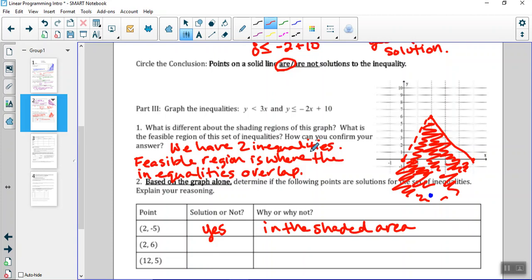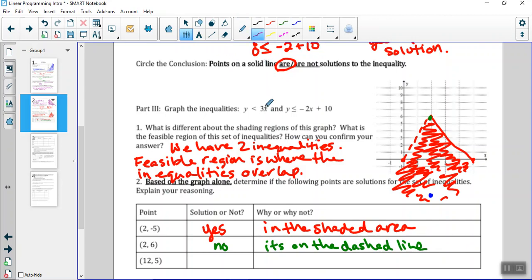Alright, now we're going to look at the point 2, 6. So 2, 6 is up here. Now that one's a tricky one because it looks like it's on the corner of the triangle, so we should include it. And it's definitely included in the solid line here. But because it's not included on the dashed line here, we actually cannot say that this one is a solution. So we're going to say no, and it's because it's on the dashed line.